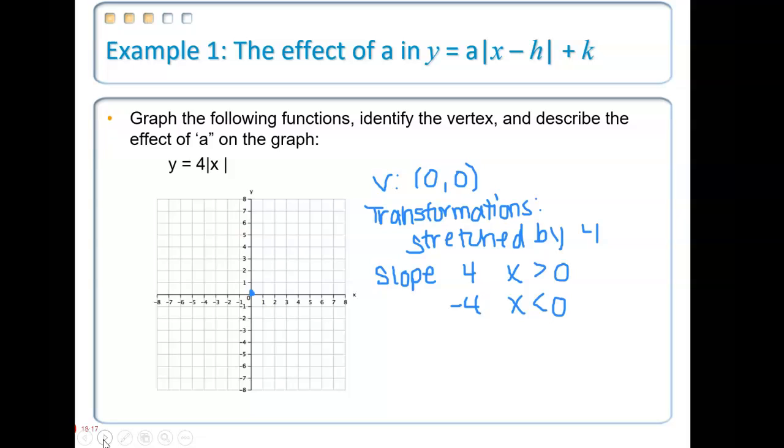So if you plugged in 1, you get 4. 2, we get 8. And then the absolute value will do the opposite. -1 is also 4. -2 is also an 8. Again, it all has to do with the axis of symmetry being x equals 0, which means I could fold my graph in half down the line x equals 0. Whatever happens on the right also happens on the left.